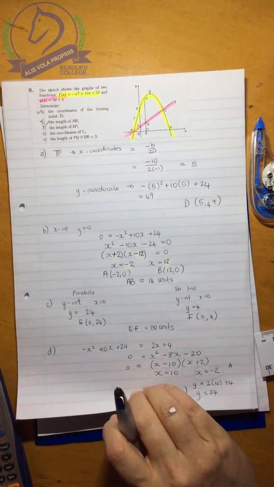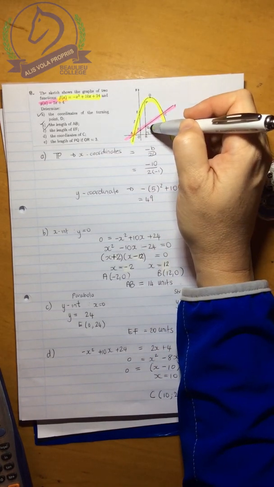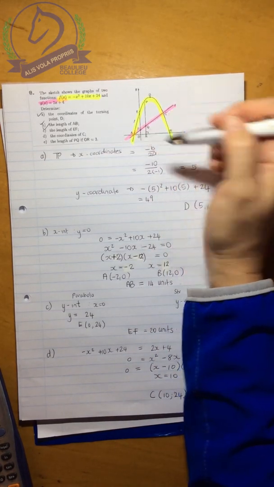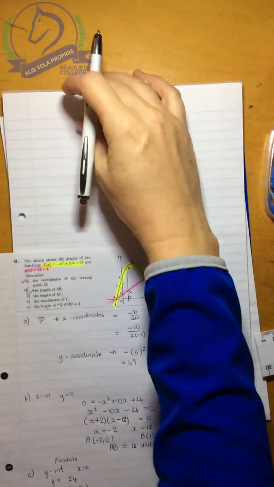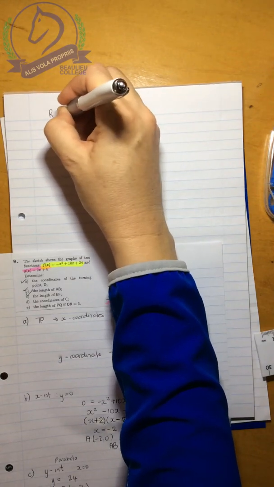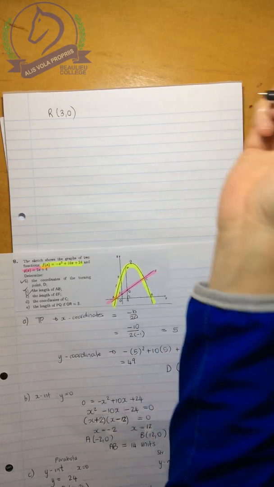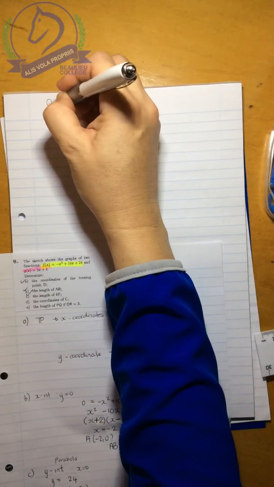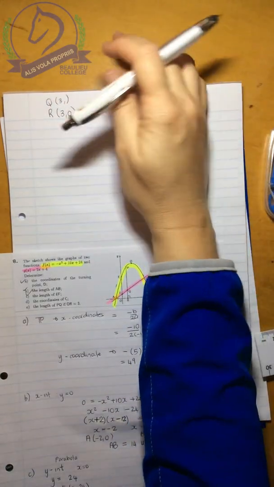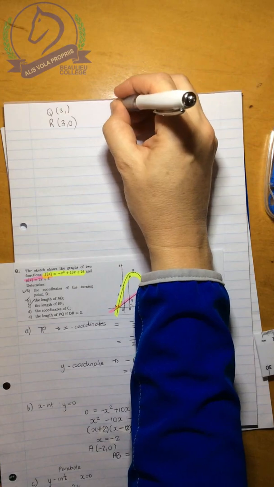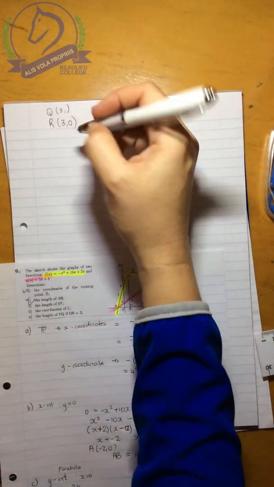Then they want to know what is the length of PQ there if OR is 3. So what does that mean? OR is 3. So that means that R's coordinate is at 3 and 0. That means Q will have 3 and something, and P will also have coordinates of 3 and something.